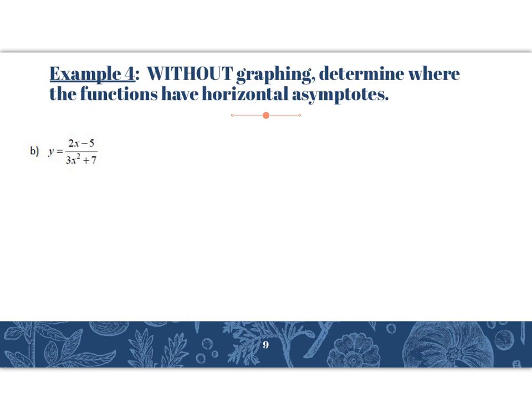Okay, here the degree of my numerator is 1. The degree of my denominator is 2. So the degree of my numerator is smaller than the degree of my denominator. So I have a horizontal asymptote at y equals 0. Last one, the degree of my numerator is 2. The degree of my denominator is 1. The degree of my numerator is bigger than the degree of my denominator, so there are no horizontal asymptotes.